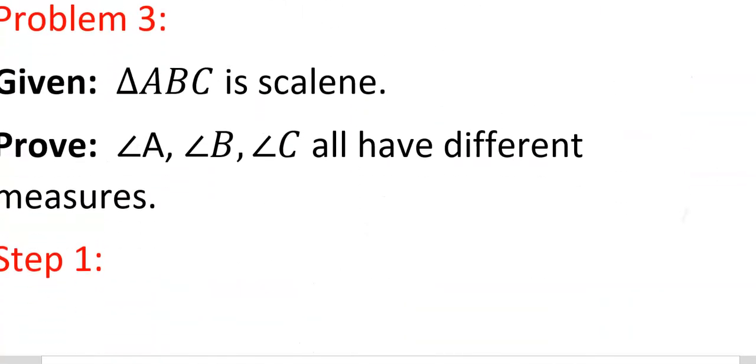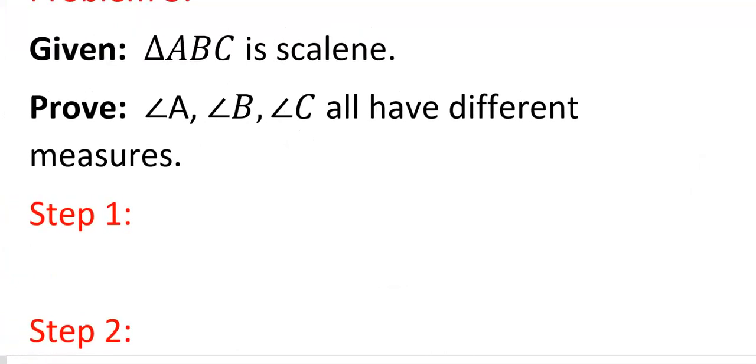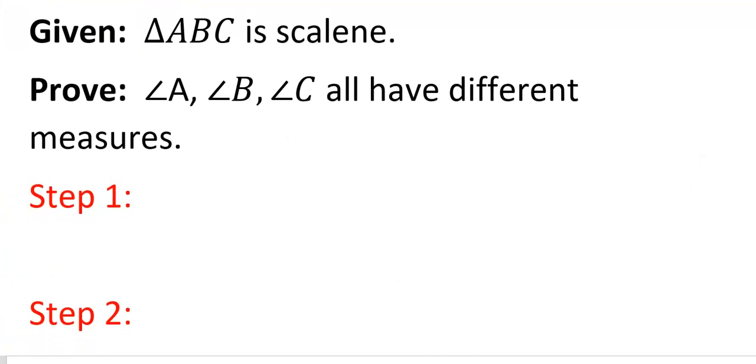Okay, so here is the problem, and you'll have to write the given and the prove statement in there. Remember that if it is an if-then statement, the if part is the given, the then part is the prove. So just in case you've forgotten that, because it's been a little while since we've done these. So the given is triangle ABC is scalene. We want to prove that A, B, and C all have different measures because, of course, that's what the definition of scalene is.